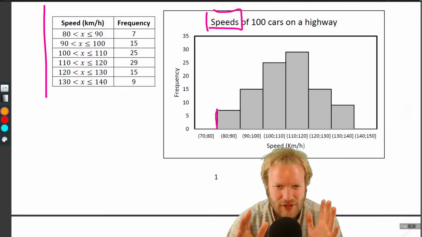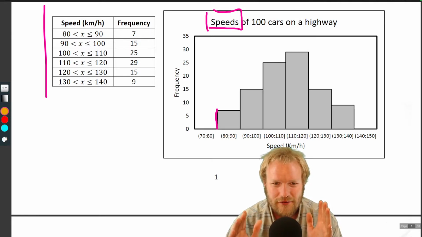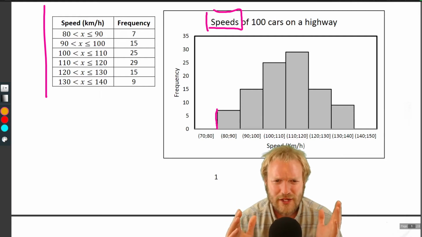Okay, so for this one, we're looking at skewness of data. One of the last things we're looking at. And for this example, I'm going to go back to that one on page 1 of the speeds of cars on a highway. Maybe something that we could picture.